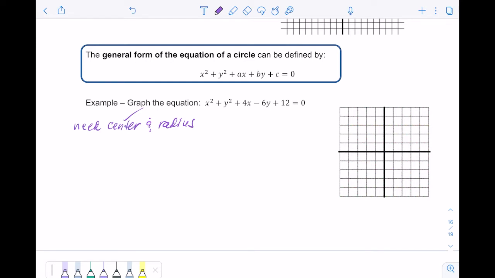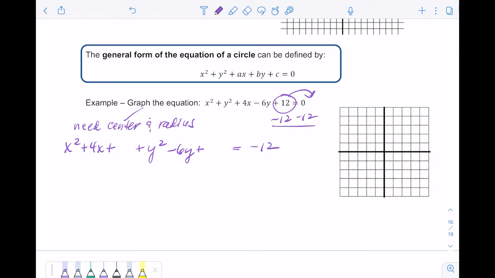So the first thing I'm going to do is I'm going to group the x's together. So I'm going to have x squared plus 4x plus, and then I'm going to leave a space. And then I'm going to put the y's together. So I'll have plus y squared minus 6y plus, and then leave a space. And I'm going to take that 12 and move it to the other side by subtracting it from both sides. So I would get negative 12 on the other side, 0 minus 12.